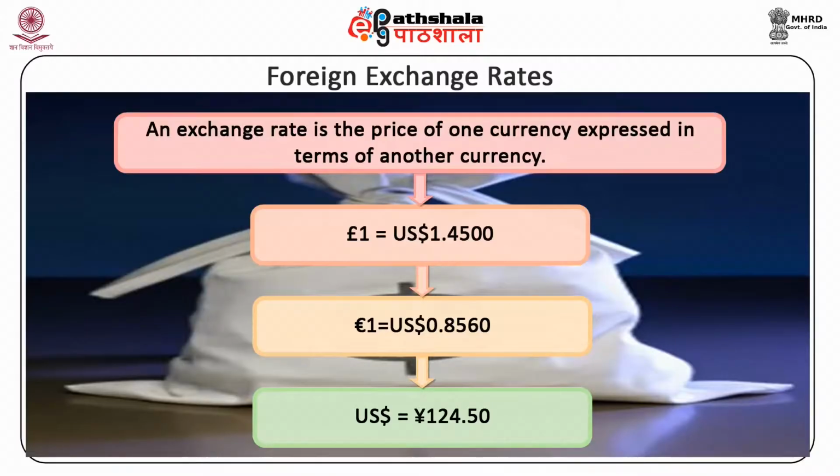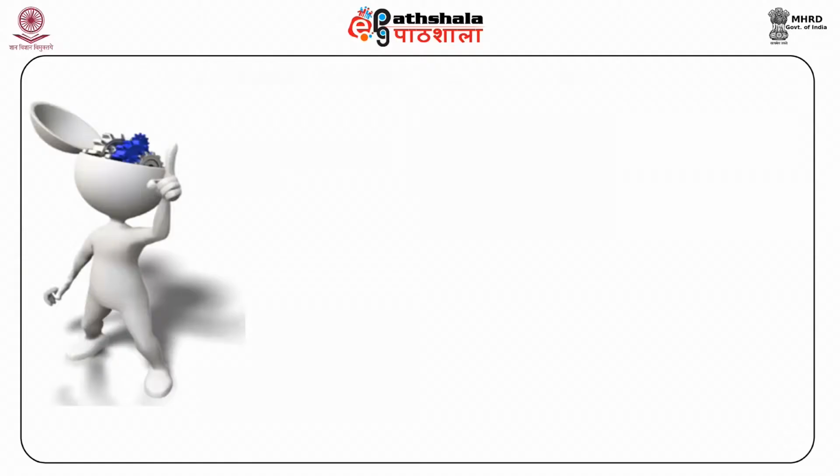Expressed in simple mathematical form, US dollar 1.4300 divided by 1 pound is equal to US dollar 14,30,000 divided by 10 lakh pounds is equal to 1.4300.